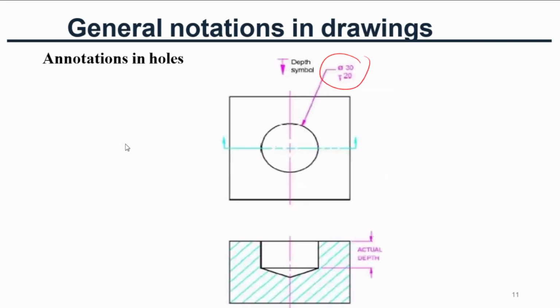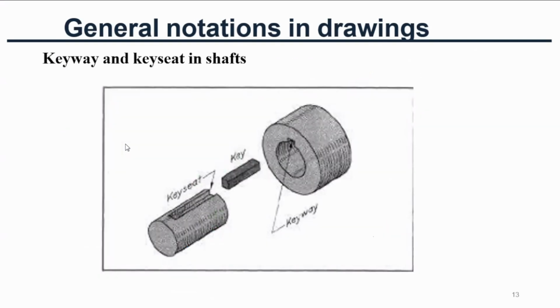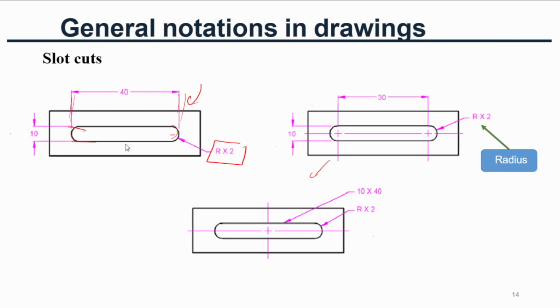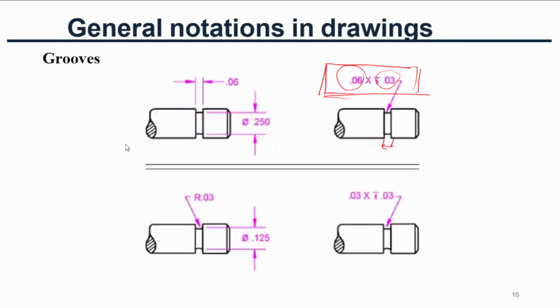Here you can see a hole, and we discussed what a keyway and key seat are. Keyway, key seat, and a key. Here you can see a key. This is the keyway. This is the key seat. And slot, chamfer. Here you can see a groove. Okay, this is the groove.